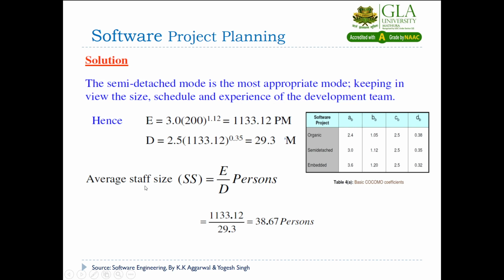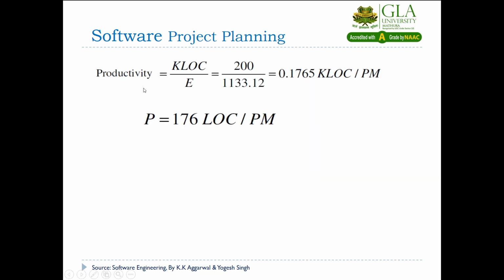Now we will compute the average staff size. The formula you know: effort divided by development time, or duration. So you take 1133.12 divided by 29.3, and you will get 38.67. Now the last is your productivity. The KLOC is given to you, 200, and the effort you have already computed in person-months. So you will get 0.1765 KLOC per person-month. If you want to convert it into lines of code, you can multiply by 1000 and you will get this answer.